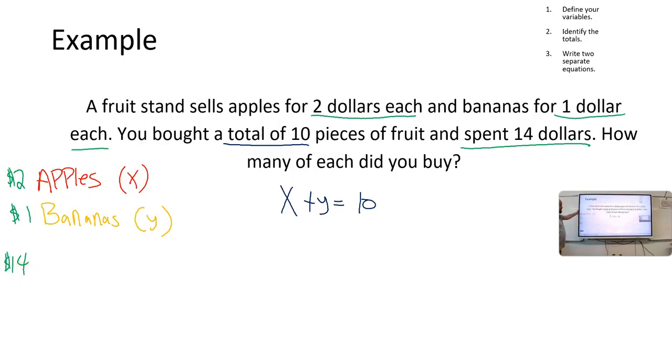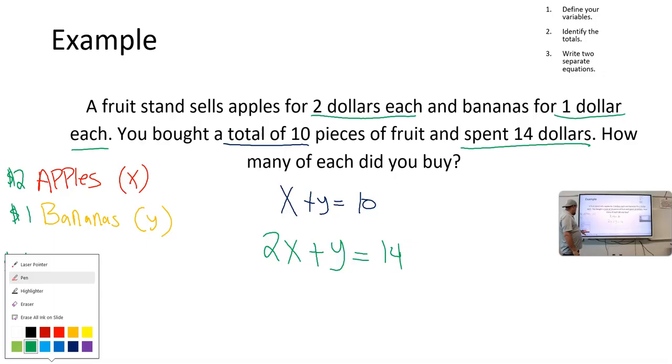So this looks like the beginning of an equation that we can use. So I can say $2 per apple. So I'm going to say 2x, because x represents my apples. It's $1 per banana. So I'm going to say 1y, or just write y. You could write either one. And then that equals a total of $14 that I spent. And there I have my system of equations, and I'm ready to solve. We're going to go ahead and use substitution.